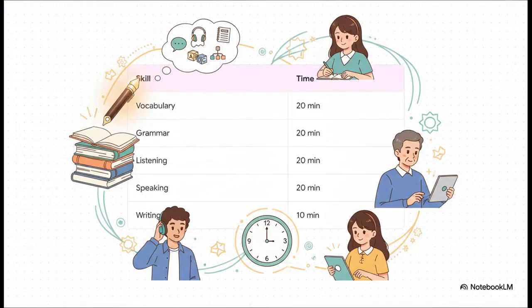So what does that consistent effort actually look like on, say, a Tuesday? Well, a perfectly balanced routine could be something like 20 minutes on vocab, 20 on grammar, 20 on listening, 20 on speaking, and then just 10 minutes for writing. That's just over an hour a day. And remember the golden rule: consistency always beats intensity.